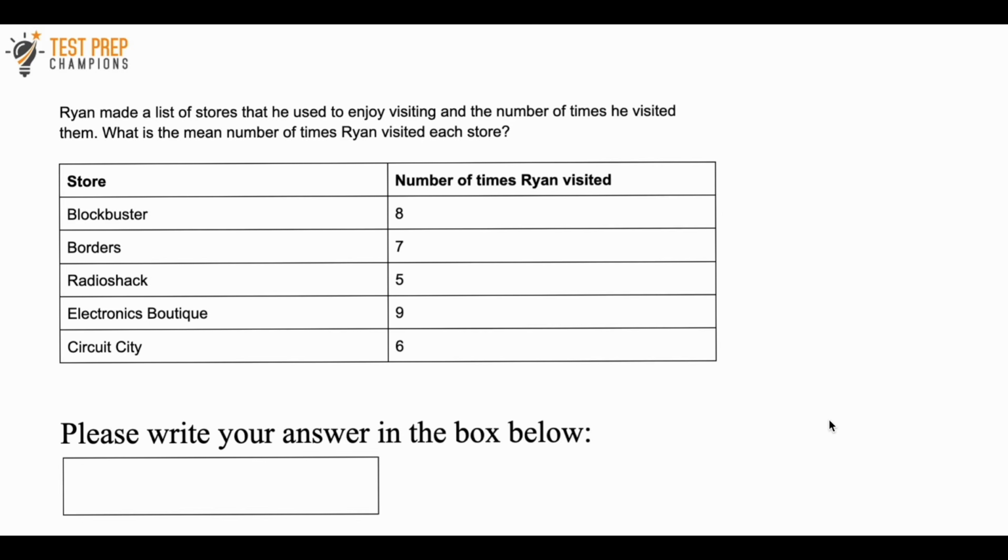Ryan made a list of stores that he used to enjoy visiting and the number of times he visited them. What is the mean number of times Ryan visited each store? So in this case, we don't have multiple choice answers. It says, please write your answer in the box below. And obviously you can't really write your answer in the box through the screen.